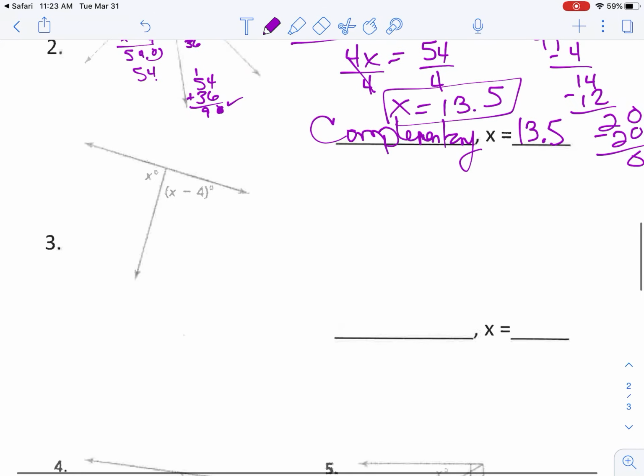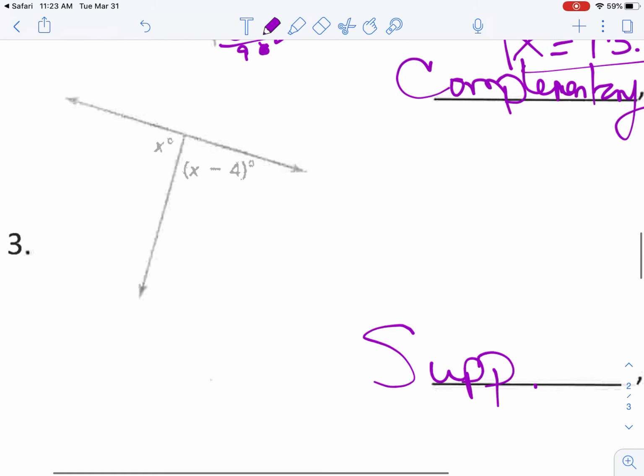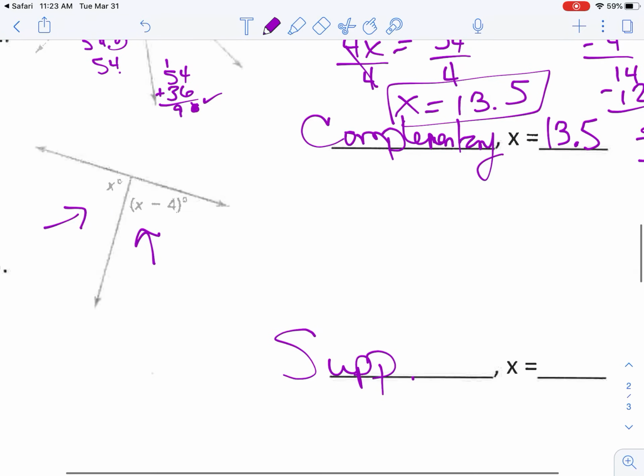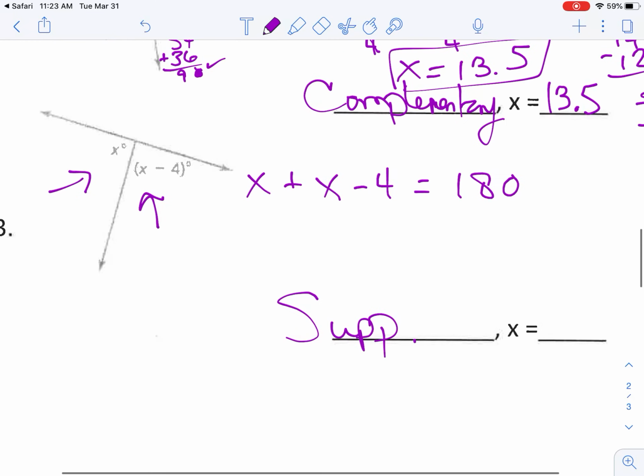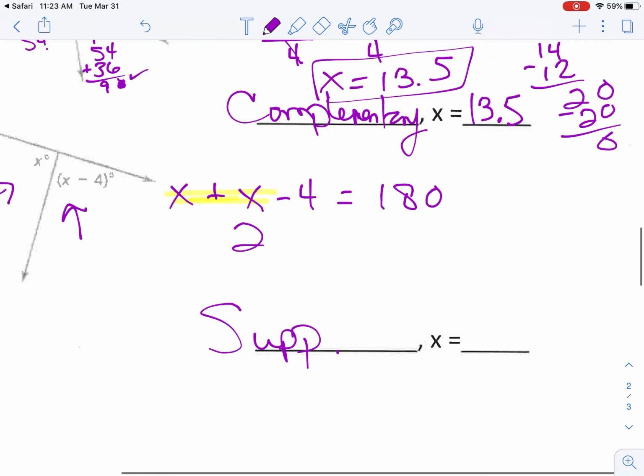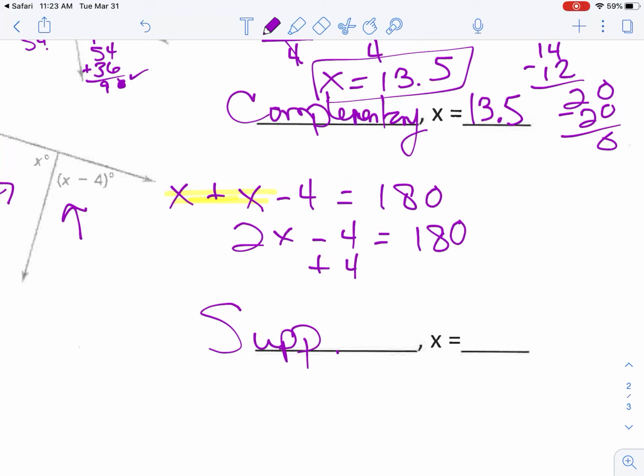Okay, number 3, we see those two angles form a straight line, so we know that this one is supplementary. And we know that supplementary angles must equal 180 degrees. So this angle plus this angle needs to equal 180 degrees. So when I write my equation, x is one angle, the other is x minus 4. Added together, they need to equal 180 degrees. We know that we can combine like terms. 2x, there's two x's there, minus 4 equals 180.